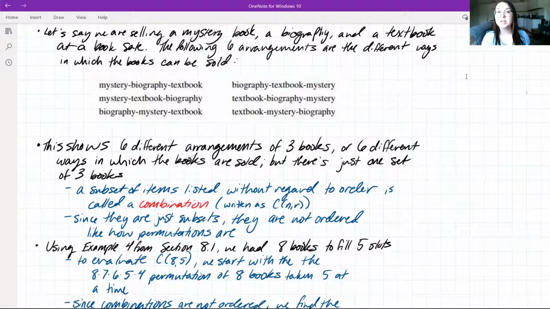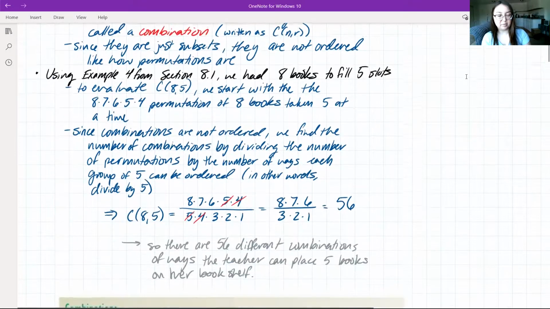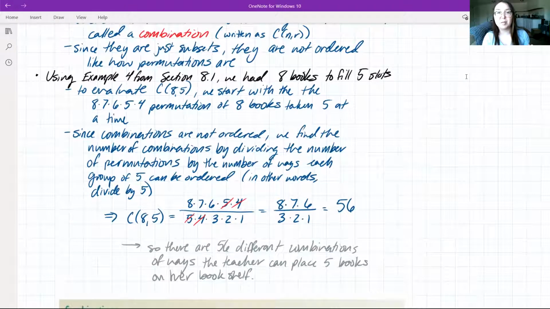So we know that permutations are listed in order, like how we see these 6 different arrangements that we listed for our books. These are permutations because they take into consideration the order of how they are formed. But combinations are just going to be subsets. And remember, when we learned about subsets, we considered subsets to be the same even if they had different orders. So with combinations, we don't care about the order. Permutations, we do.